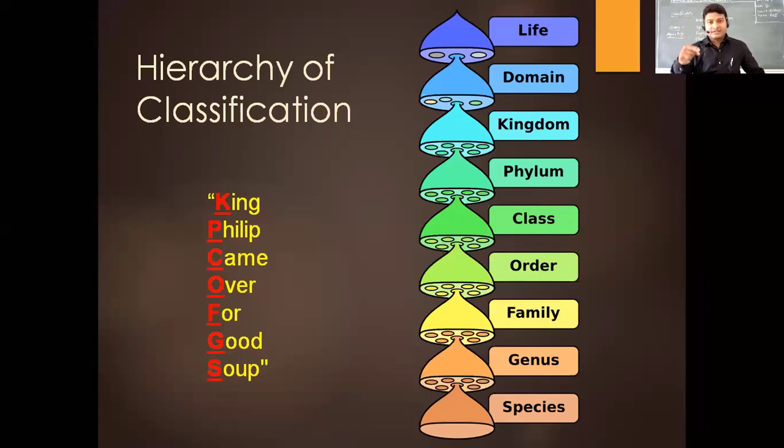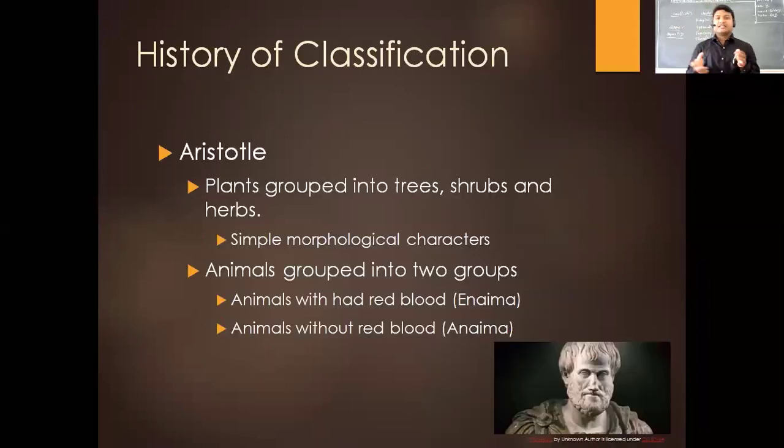KPCOFGS. That all is going to describe kingdom, P for phylum, C for class, O for order, family, genus, and species. So you have to find your own ways of remembering it, right? It's something you can create on your own. So this is the hierarchy of classification, right? We need to place the organism that we are going to identify into one of these groups, and that is going to be used for the classification.